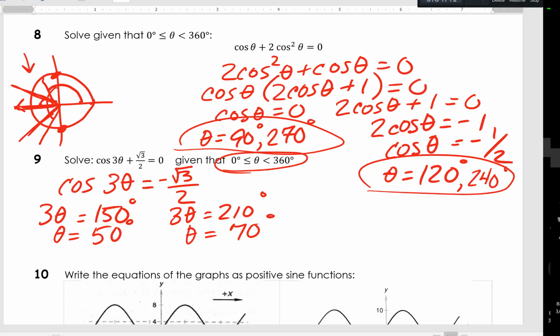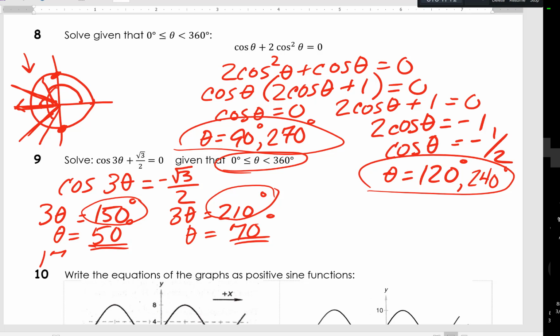All right, and you know you can have all the possible values between 0 and 360. So you could keep adding 360 to these values and then divide by 3 to get theta. But if you add 360 and divide by 3, it's the same thing as adding 120. So you can keep adding 120 to these values to get the other possibilities that are between 0 and 360.